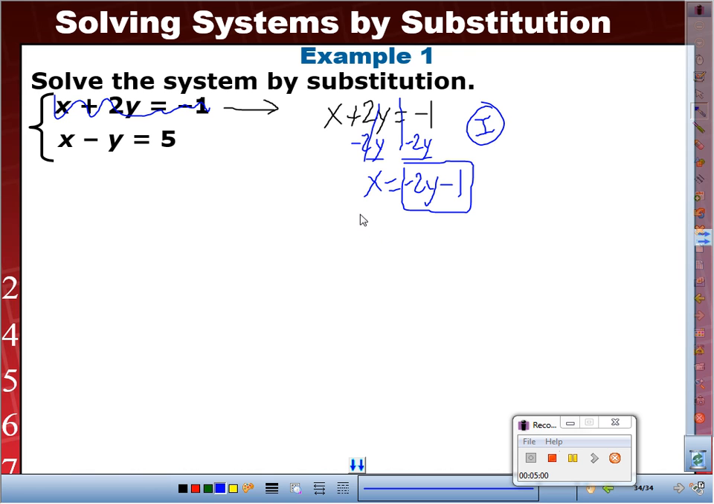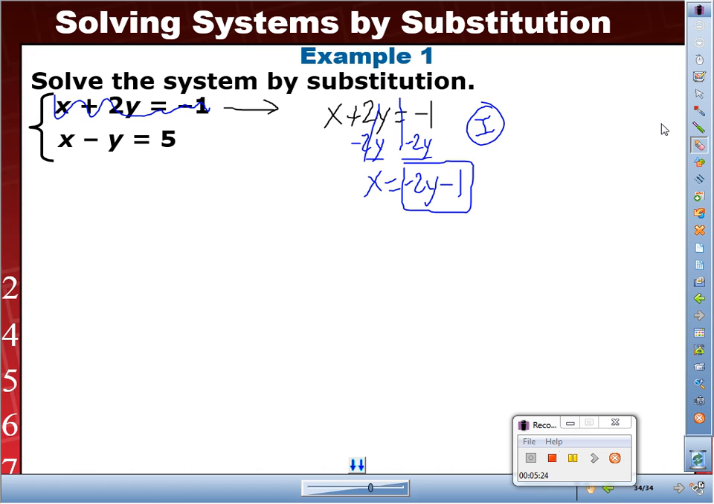So now, let me write something that has nothing to do with this, but so that you can get the idea as to what we're doing. If they gave you this equation, x minus y equals 5, and they said x equals 10, what do I write here instead of x? 10 minus y equals 5. Does that make sense? All right.